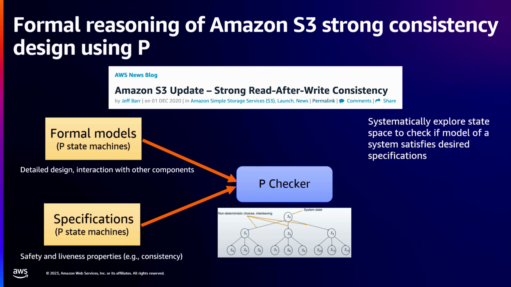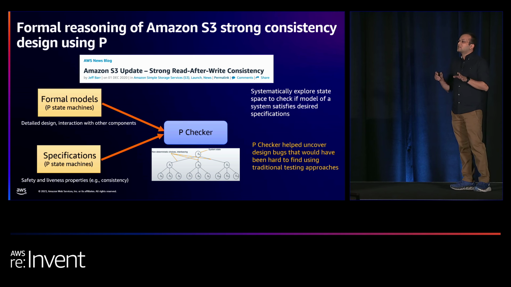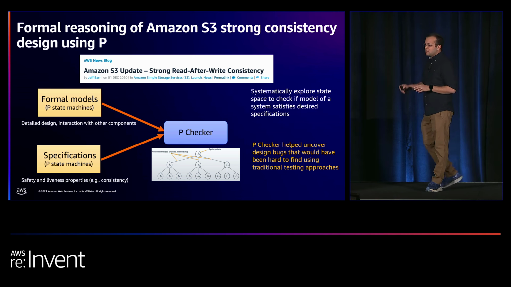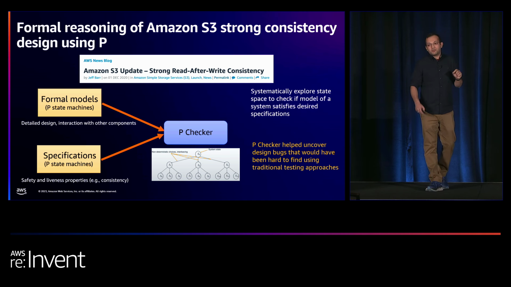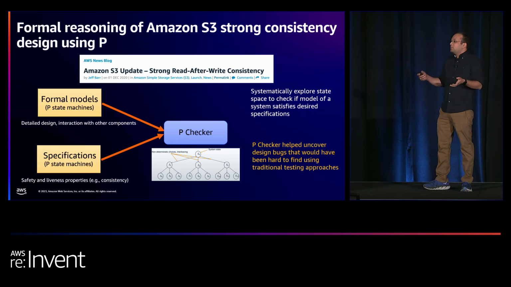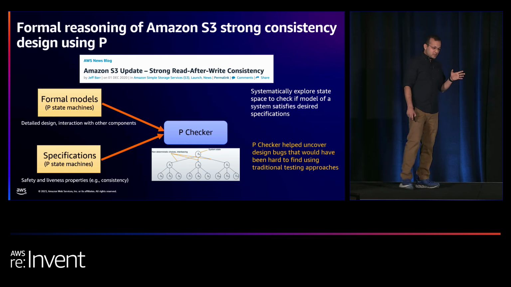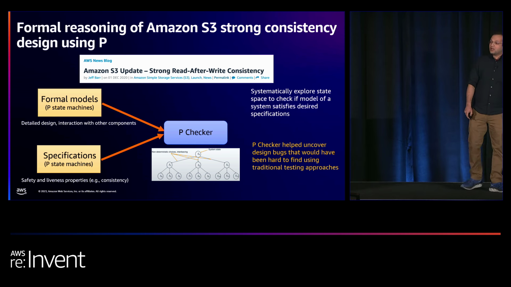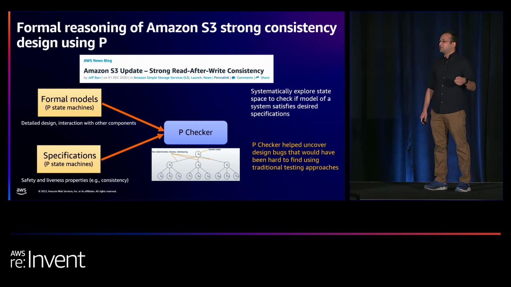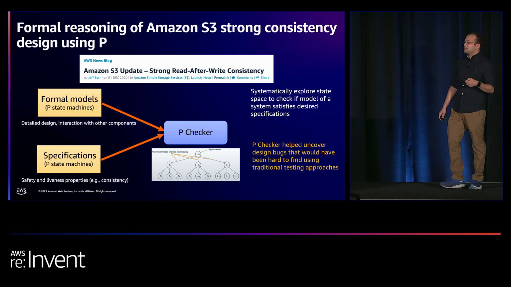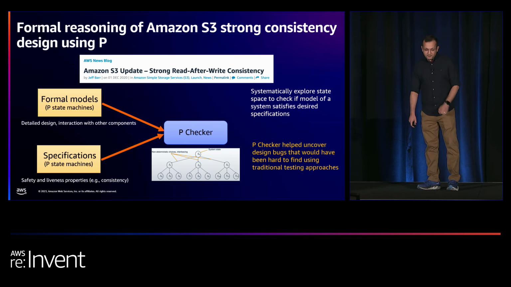Okay? And as you could see, since the P checker is doing systematic exploration of the design space, the probability of the P checker finding a bug in your system is much higher than what it would be if you used the traditional testing approaches, right? And hence the service team, the S3 team, was able to eliminate several bugs in their design early on in the development process itself and gain confidence in their protocol stack that guarantees strong consistency, okay?